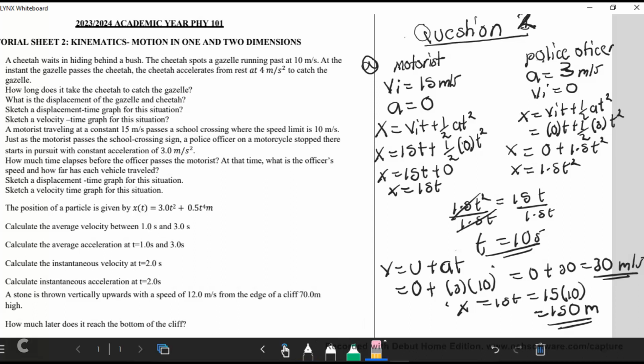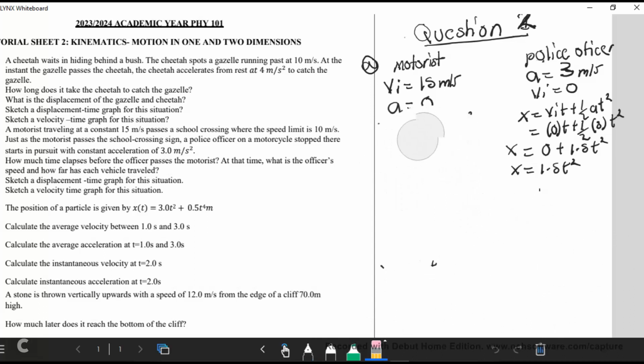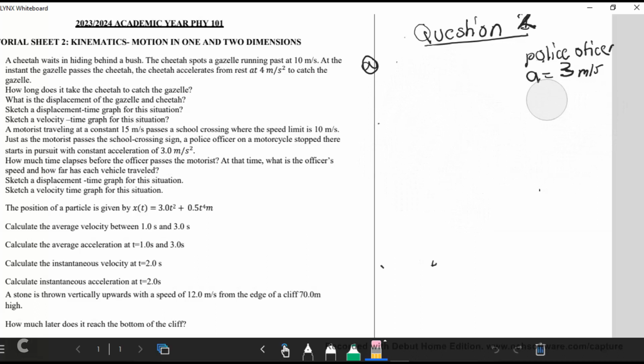Okay, so let's go on to another question. Remember this was your A. Now let's go on to the B. So on the B, what are they asking us to calculate? On the B, they're saying sketch the displacement time graph for this situation.